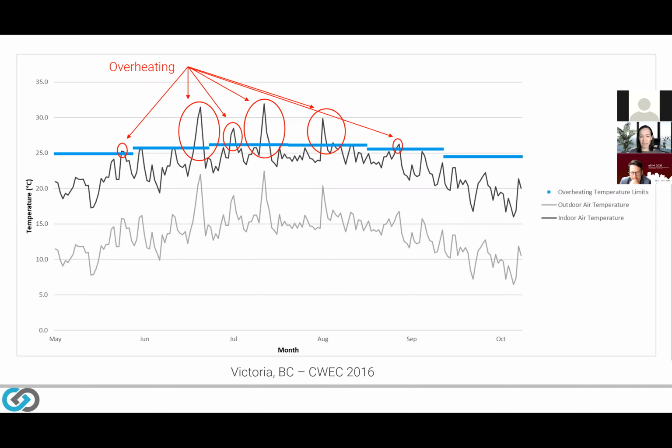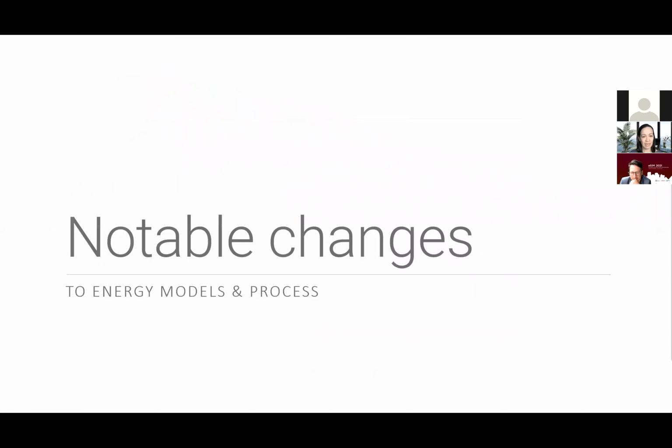And so for each of these metrics, for the TEDI, for the TUI, for the MUI, basically what we see is that as we get into higher steps in the step code, the target value, the requirement that needs to be met, gets more challenging. And so that's what I'm going to talk about next: as we move to this target-based approach, what are some of the bigger changes that we've seen to the energy model and also to the process of modeling?